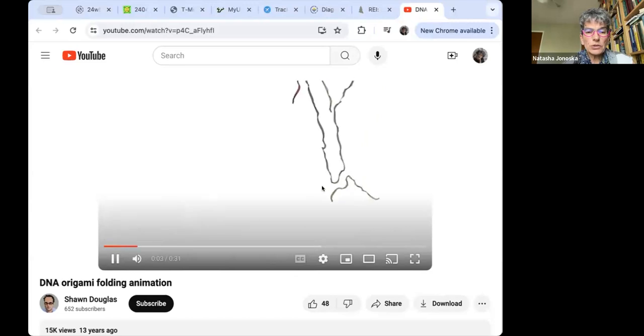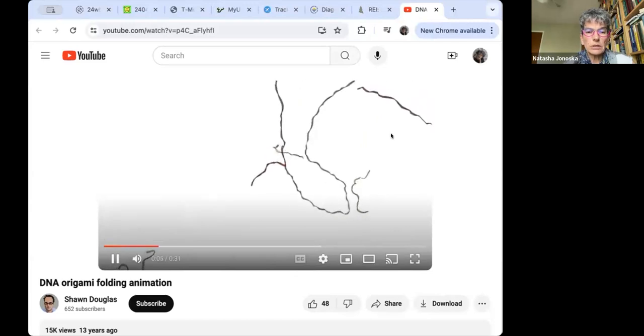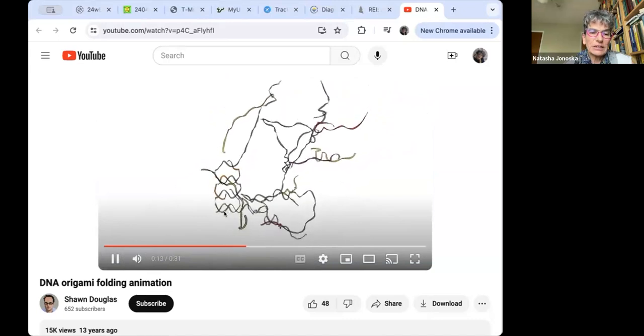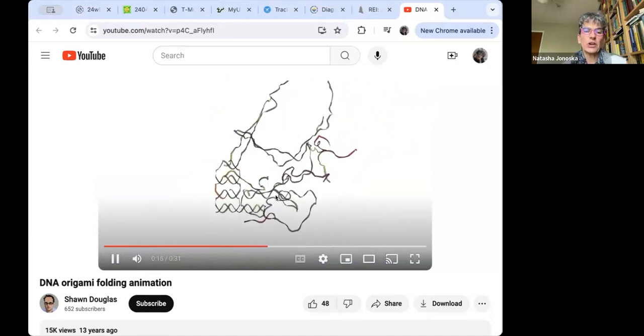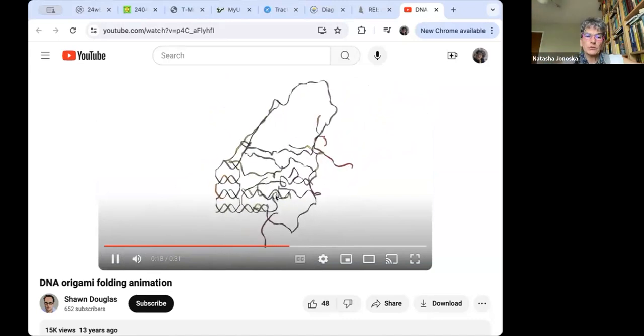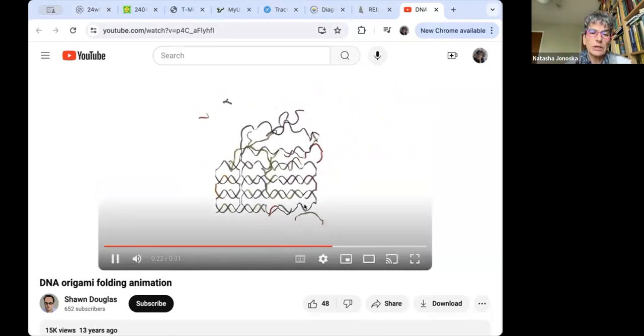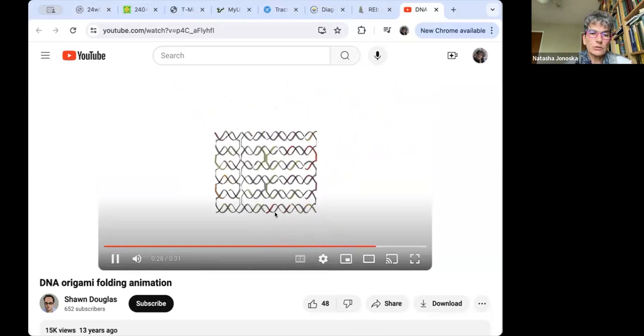There's a long strand, this long strand, and these short strands are actually grabbing complementary different parts of the molecule of this long viral plasmid, and joining these different parts of the molecule to form this nice structure.